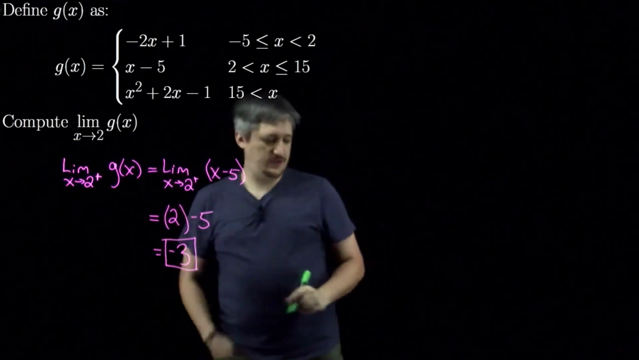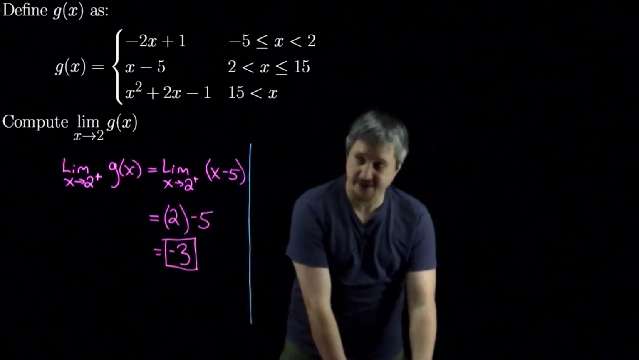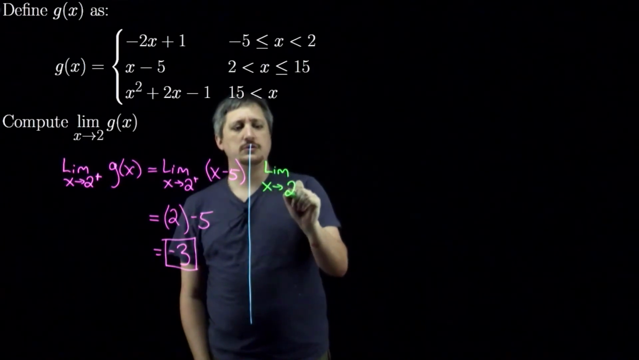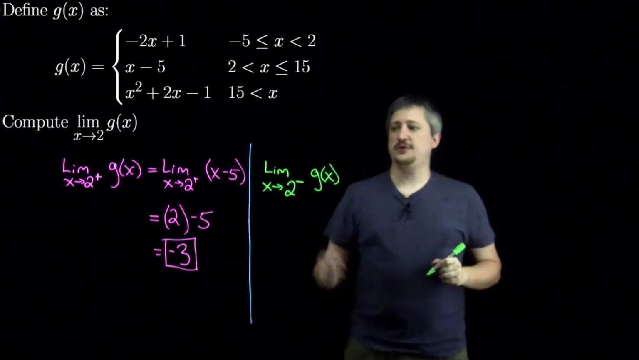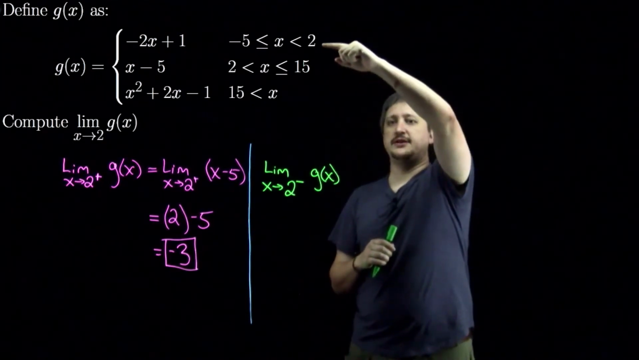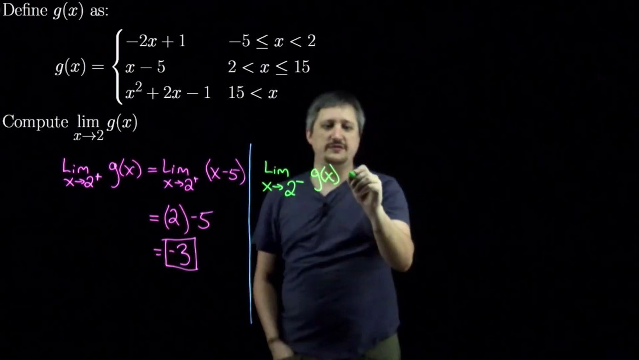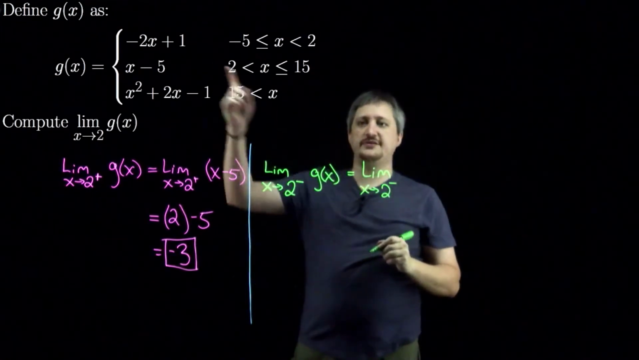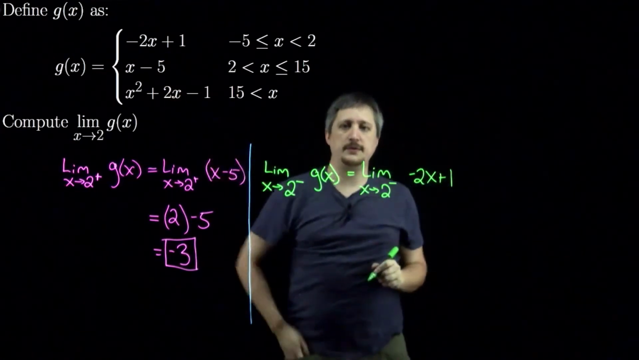So maybe mark this off. That's one task. Now I'm going to look at the limit as x approaches 2 from the left of g of x. This is approaching 2 from the left, so I want something slightly smaller. If I look right here, this is where x is smaller than 2. So that means the limit as x approaches 2 from the left of g of x is really this first function, this minus 2x plus 1.